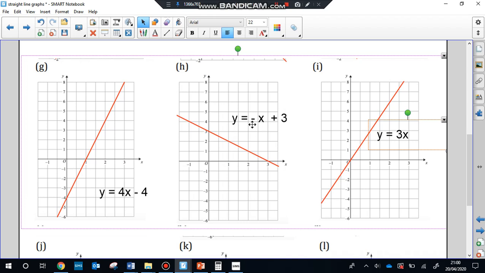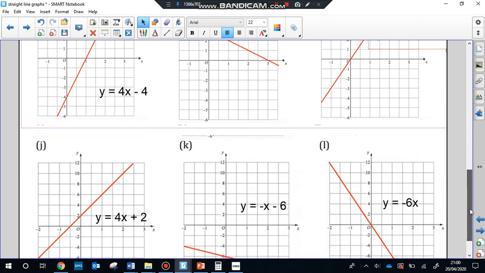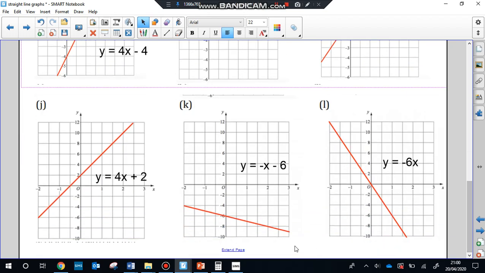I don't put the 1 in, I just put negative x. And on this one, again, 1 across, I go 1, 2, 3 up. Okay, so the gradient's 3x, and it's going through 0, 0. I don't need to put the +0. And then the last 3, okay, so both scales have changed. So every time I go 1 across, I'm going 2, 4 up, because the scale here goes up in 2. So it's 1 across, 4 up, gives you a gradient of 4.